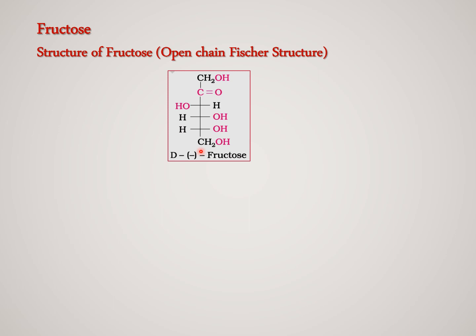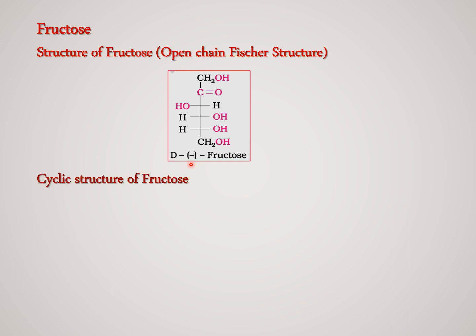Now fructose belongs to the D series, where the OH group on carbon 5 is on the right side. The compound has the ability to rotate the plane polarized light in the anti-clockwise direction. Hence, it is levorotatory, which is indicated with a negative sign within parenthesis. Therefore, fructose is also called by another name, levulose.